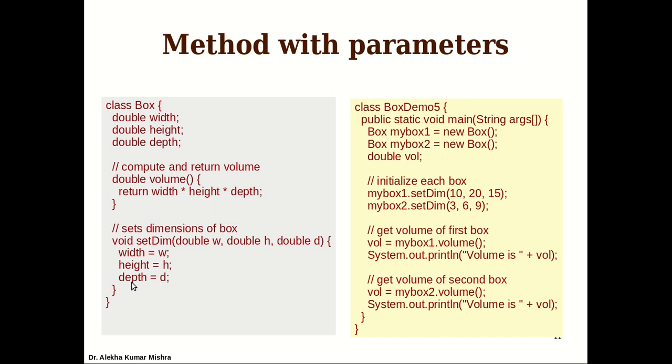So here is a method I've added. It accepts three arguments to assign the respective values to the data fields width, height and depth. W, H and D are the three arguments passed to set dim, and these are assigned to the data fields width, height and depth. Now I don't have to access the data members directly in the main function.